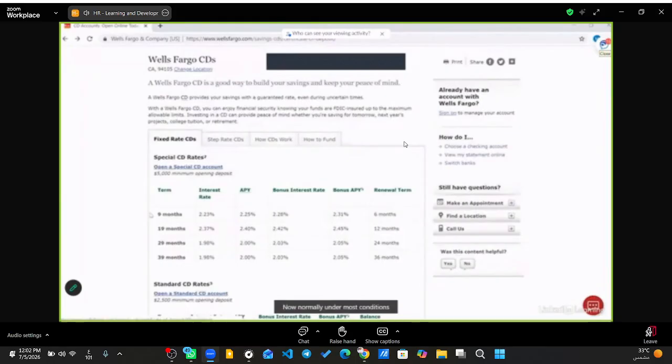Now, normally, under most conditions, you get a higher interest rate as you lock your money up for longer periods of time. That's because the bank is guaranteed that they can keep your money for a longer period without you withdrawing it. In the case of Wells Fargo, because of their expectations about where interest rates are going in the future, they actually pay a lower interest rate for 9 months, and then a higher interest rate for 19 months, and then back down to a lower interest rate over the 29 and 39-month time period. So you'll want to make sure that you're picking the appropriate time frame for your particular needs and the interest rate that you're looking at.